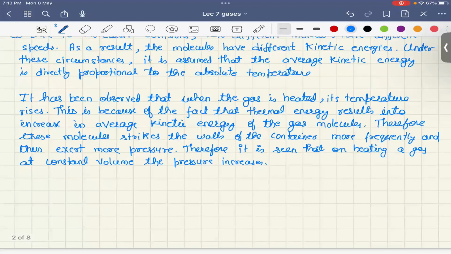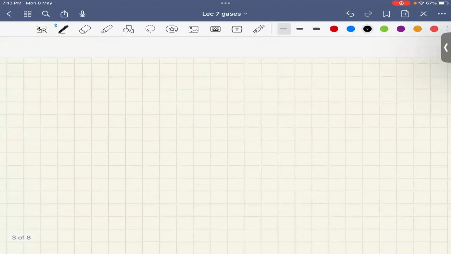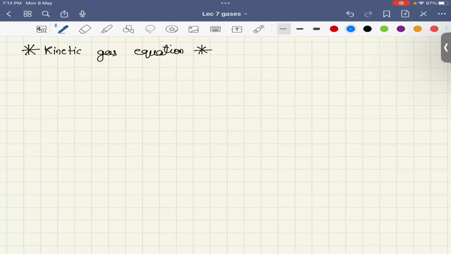The next topic which we are going to see is the kinetic gas equation. On the basis of the postulates of kinetic theory, an equation was derived for the pressure of the gas, and this equation is known as the kinetic gas equation.